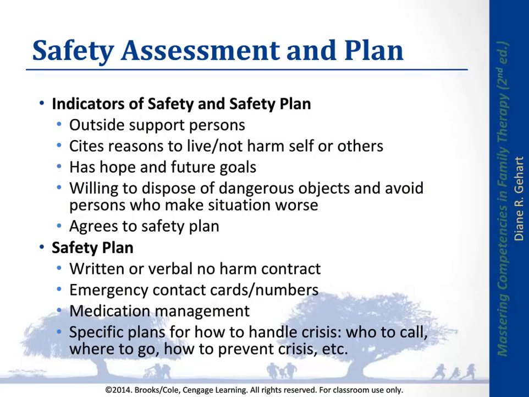So in addition to risk factors, it's important to document a safety plan, especially if any of the risk factors were identified as a problem. Some of the indicators of safety or parts of a safety plan can include having outside support persons, having the client cite reasons to live, having hope for future goals, clients willing to dispose of dangerous objects, and generally agreeing to the safety plan or contracting for services. As part of the plan, you can have a verbal or nonverbal no harm contract, and you can document it in the form, including emergency contacts or cards, phone numbers, medication management, and then specific plans for how to handle when a client starts to go into crisis.